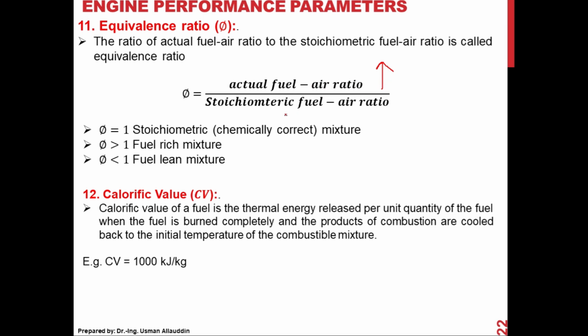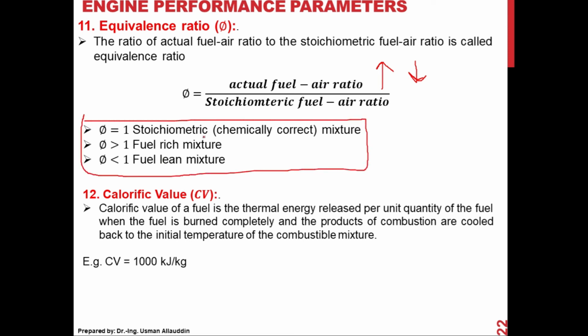And when you have excess fuel, then this is the fuel rich mixture. And when the equivalence ratio is less than 1, it means that the actual fuel air ratio is less than the stoichiometric fuel air ratio. And to make the fuel air ratio lower in quantity, you need to put less fuel and more air. So this can be asked in the MCQs, in the quizzes, assignments, or in the final paper: what is the meaning of equivalence ratio greater than 1? What is the meaning of equivalence ratio less than 1?